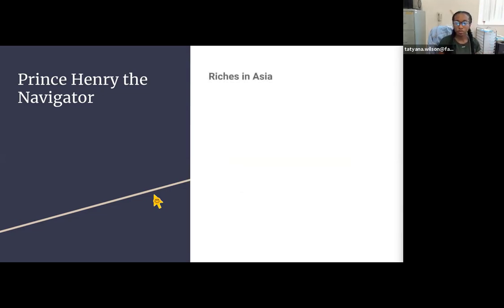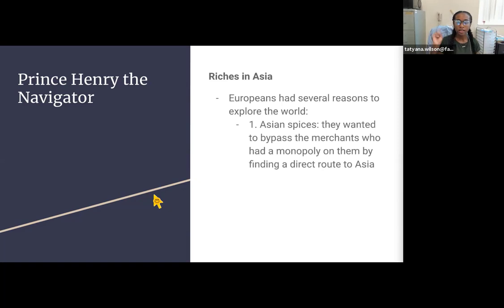There's a few reasons why the Portuguese and the Europeans in general start exploring, right? And the main reason is riches in Asia. They had already been doing trade with Asia for quite some time, but they would have to do it over land, which is a very long, drawn out process, right? So some of the reasons to explore the world, again, they want Asian spices. They wanted to bypass the merchants who had a monopoly on them by finding a direct route to Asia, right?